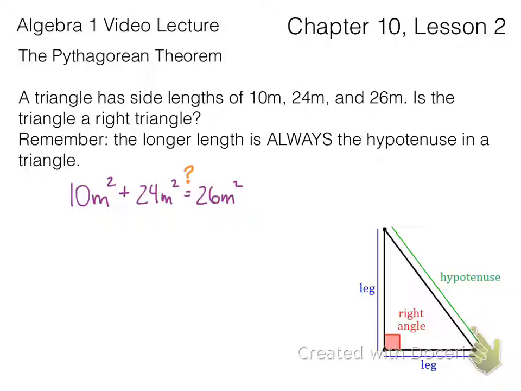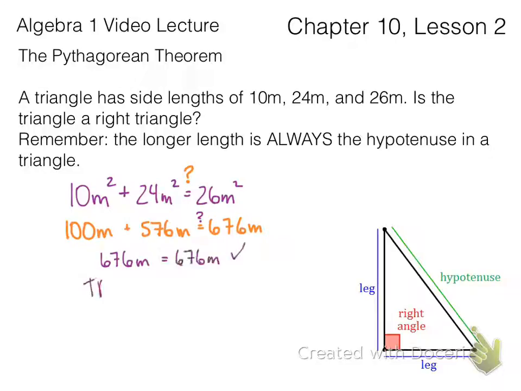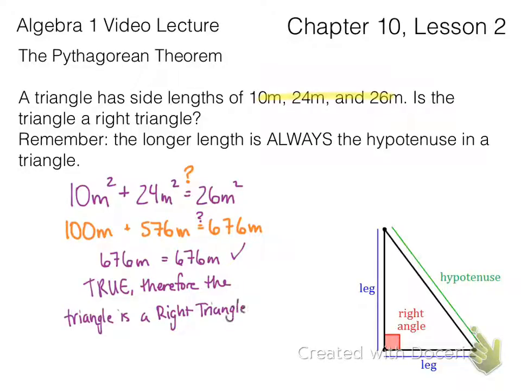Back to work. All right, so 10 squared is 100, 24 squared is 576, and 26 squared is 676. So if I add the stuff on the left together, I'm going to get a true statement, which means that the triangle provided is a right triangle.